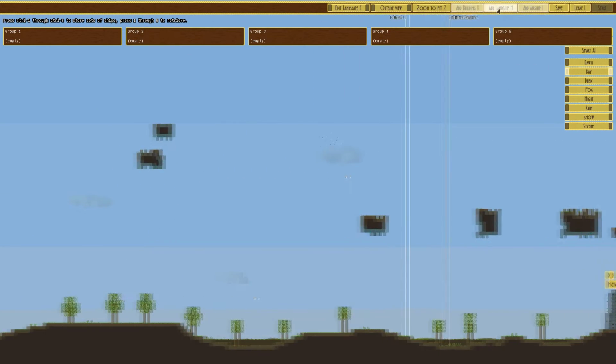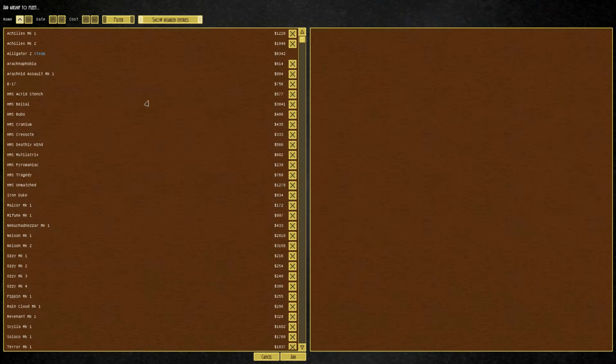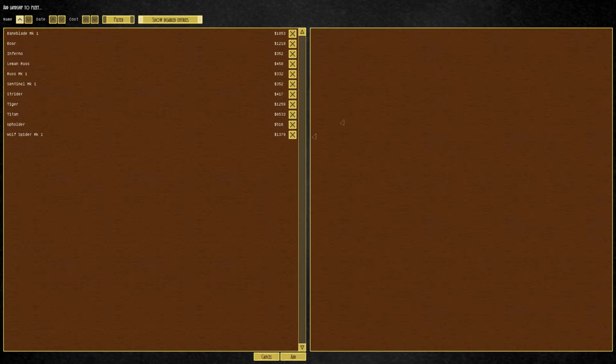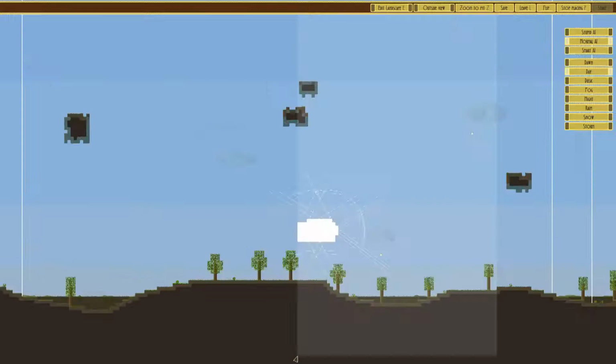And then, yeah, let's look at our own forces. We're going to start with adding some land ships. We're going to try a couple of Wolf Spiders.